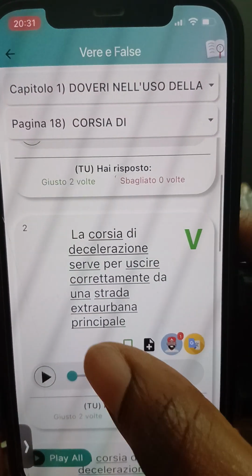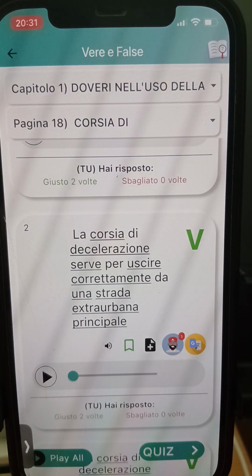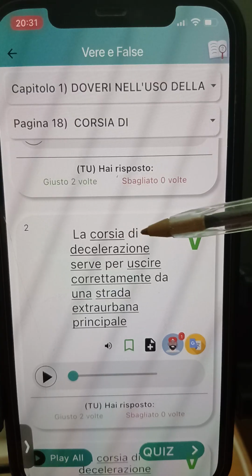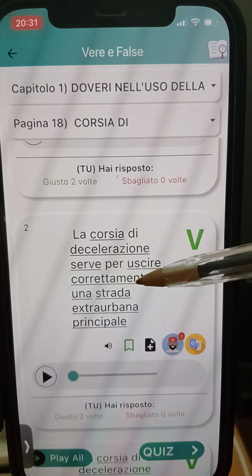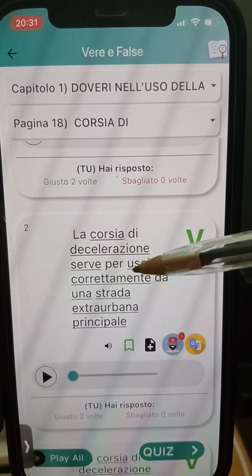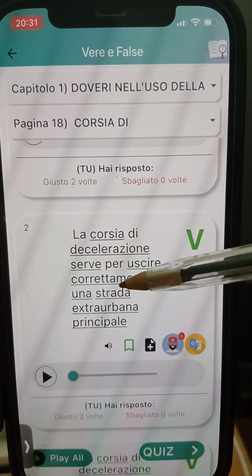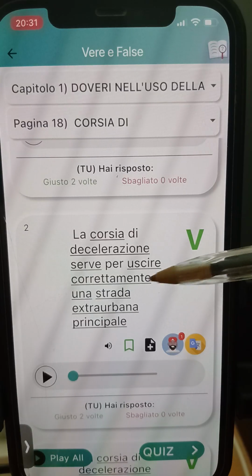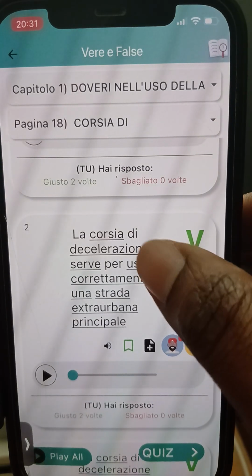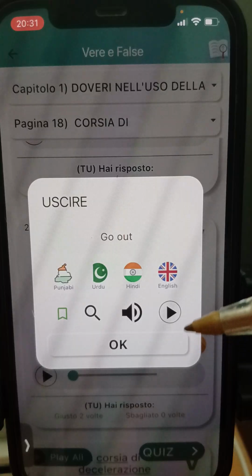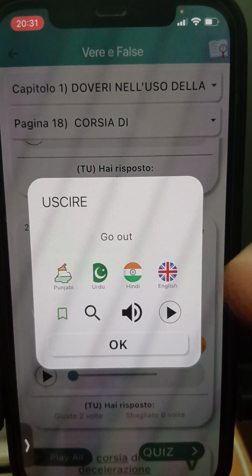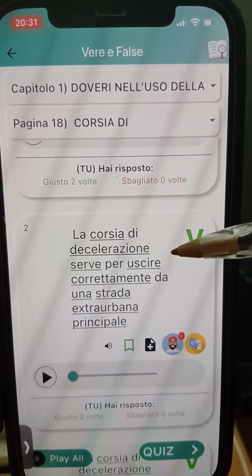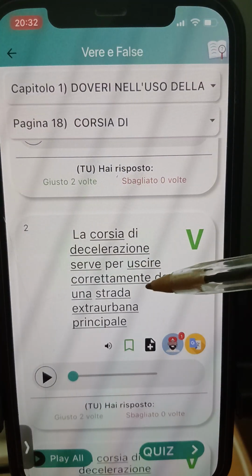So let's go to number 2. La corsia di decelerazione serve per uscire correttamente da una strada extraurbana principale. It serves to do what? To exit correctly. Correttamente means correctly. Uscire means go out or exit. It is used to what? To exit correctly from what?